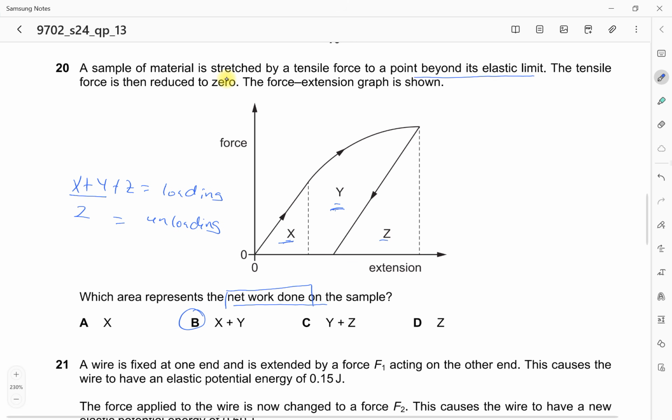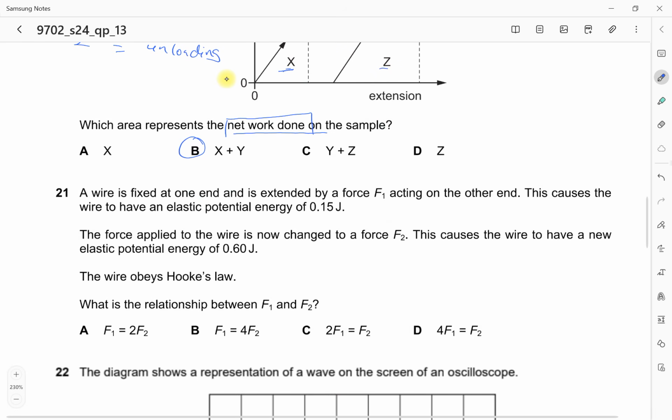Then 21. A wire is fixed at one end and is extended by force F1 acting on the other end. This causes the wire to have an elastic potential energy of 0.15 joules. Let's first explore the formulas for elastic potential energy. So we know that elastic potential energy can be equal to a half times K times X squared, or it can be a half times F times X. Do not forget that F is equal to K times X.